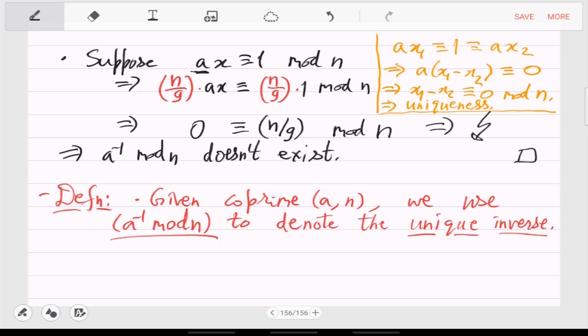Okay, so one important example of this is, say n is a prime number, and n does not divide A. So in that case, what can you say about A inverse mod n? Will it exist or not?